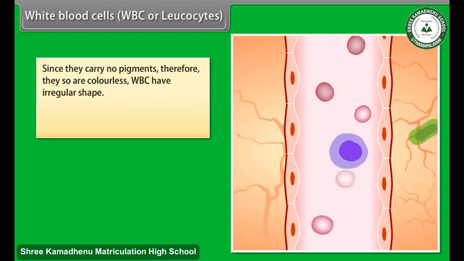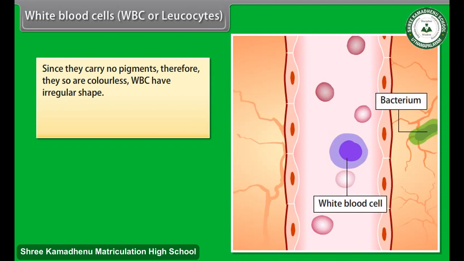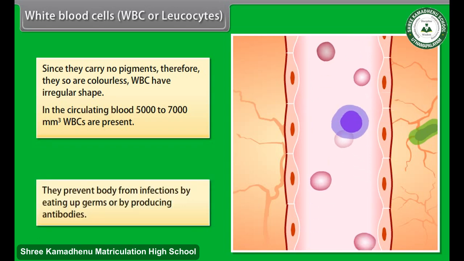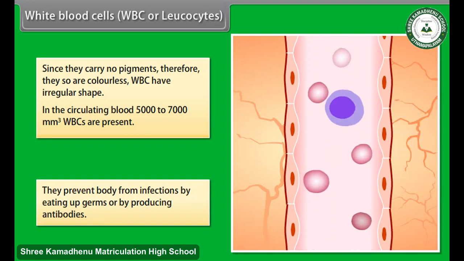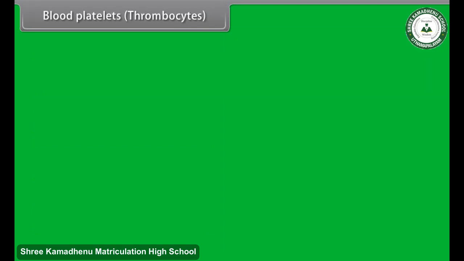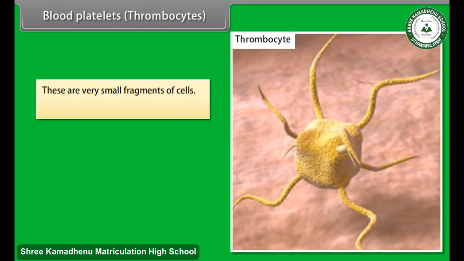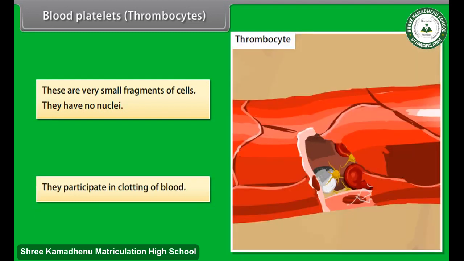White blood cells, WBC, or leukocytes. Since they carry no pigments, they are colorless. WBC have irregular shape. In the circulating blood, 5,000 to 7,000 per mm3 WBCs are present. They prevent the body from infections by eating up germs or by producing antibodies. Blood platelets, thrombocytes. These are very small fragments of cells. They have no nuclei. They participate in clotting of blood.